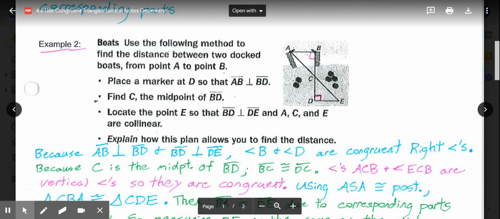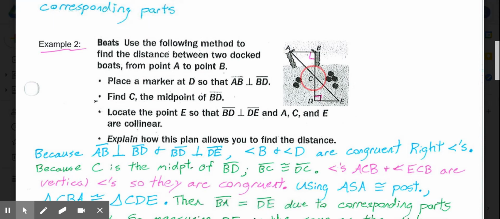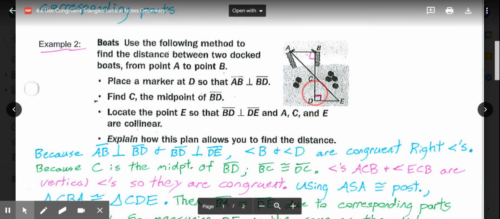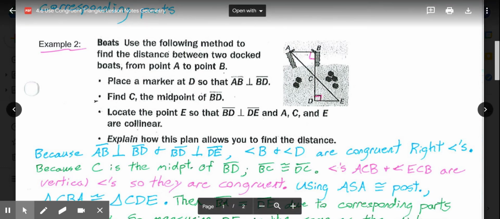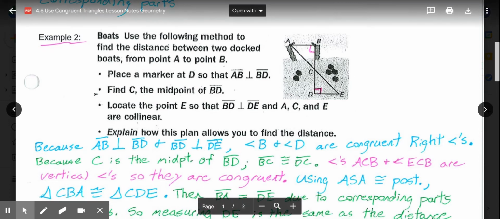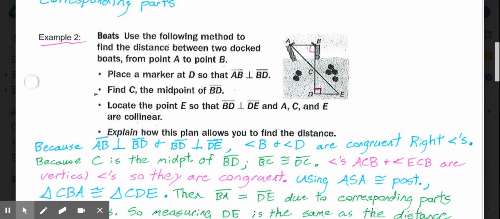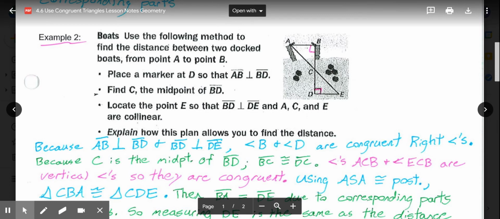Find C, the midpoint of BD. So C is right here, midpoint of segment BD. And then locate the point E, so E here, so that BD is perpendicular to DE and ACE are all on the same line or are collinear. So the drawing's done for us based on this plan. What they're asking us to do is explain how this plan allows us to find the distance between A and B.